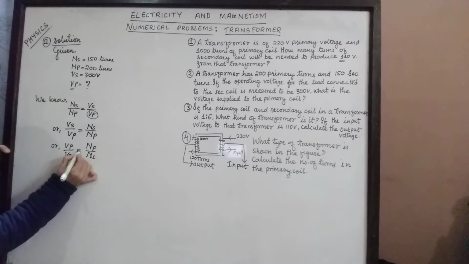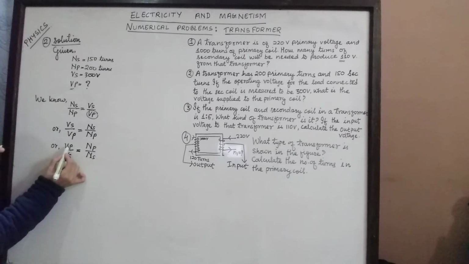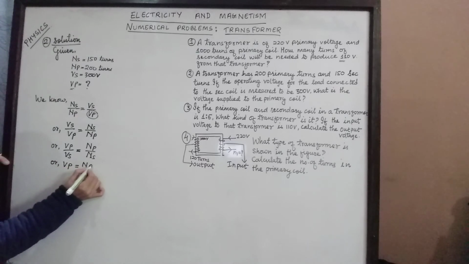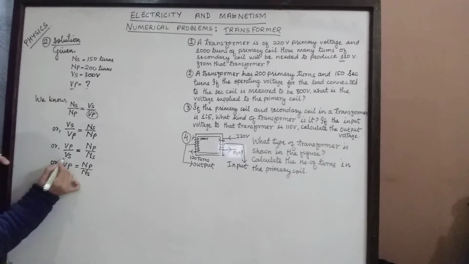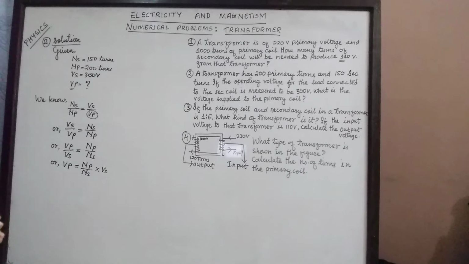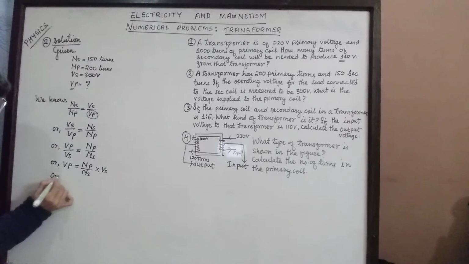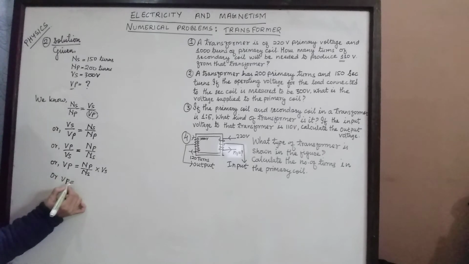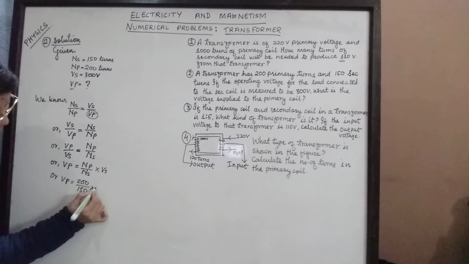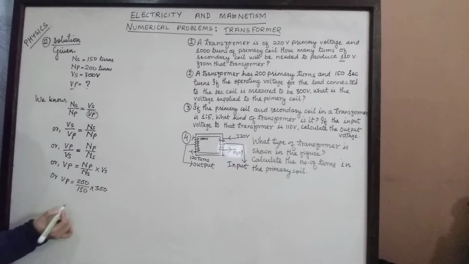Okay, so you have made the changes, and now VP should be made alone on the left hand side so that its value can be calculated over here. VP, rearranging the equation, NP by NS is in the denominator, division, it goes to the right hand side by becoming multiplication, right? So now you put the values. VP equal to NP is how much? 200. NS is how much? 150. And VS is how much? 300. Okay, now do the calculation.